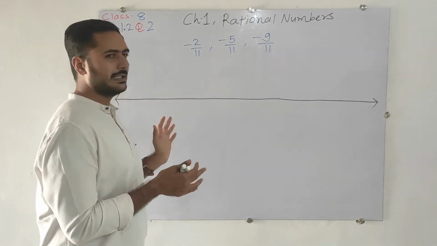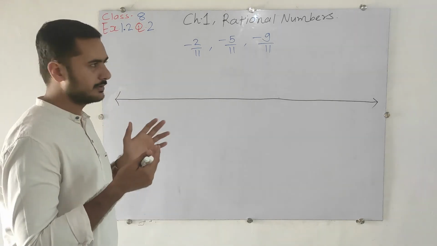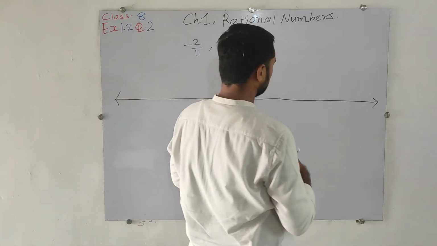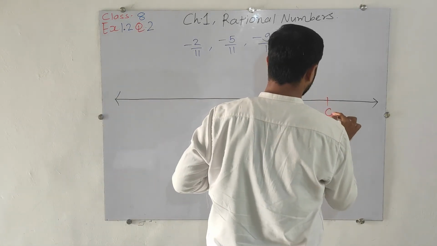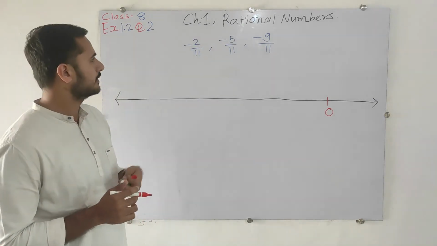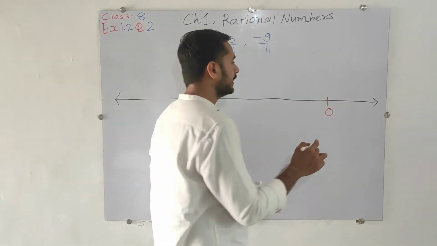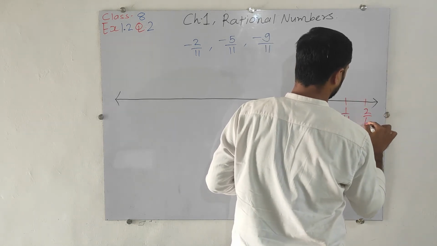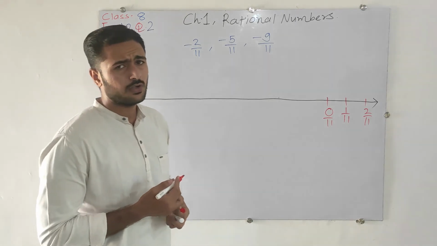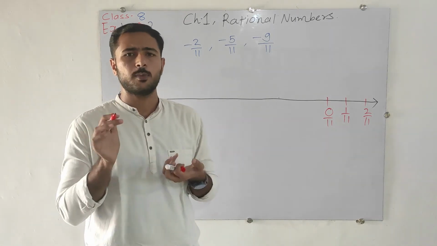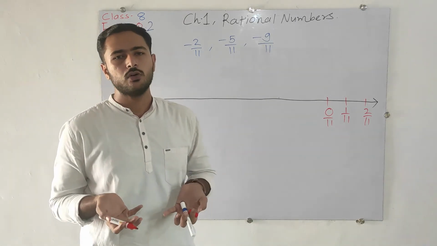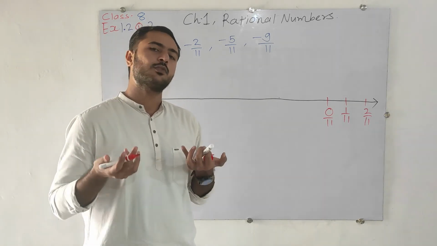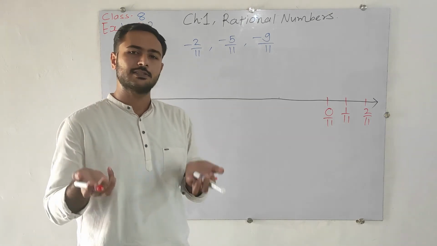Okay, it means I need more space on the left hand side, because the negative numbers will be on the left hand side. So let's start with 0 that can be here, and the denominator must be 11. So here 1 by 11, 0 by 11 can be written, then 2 by 11. Okay. For 0, there is no special need, it can be written as 0 by 11 only. If you are writing 0, that's fine, there is no problem, because 0 by 11 is 0 only.